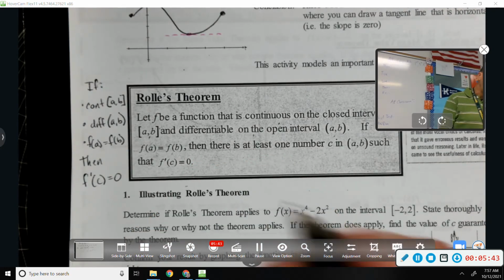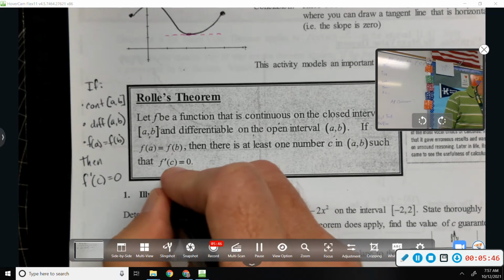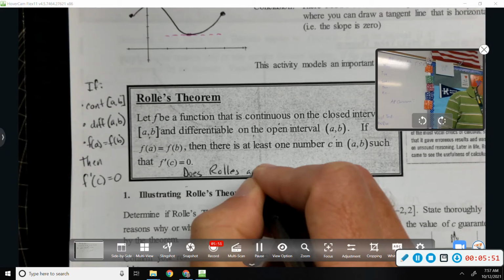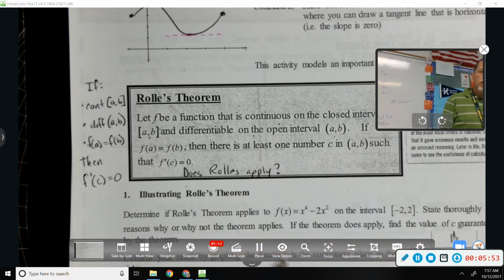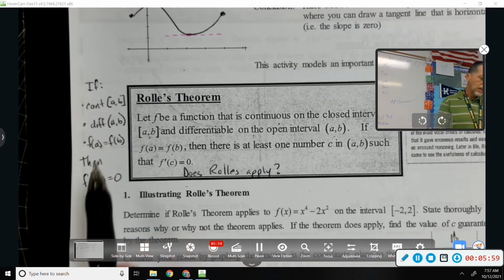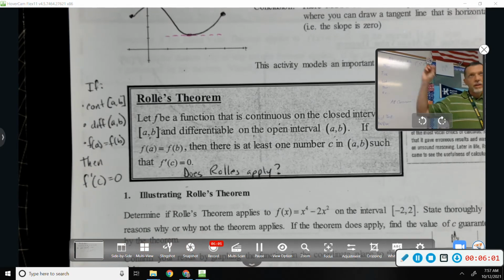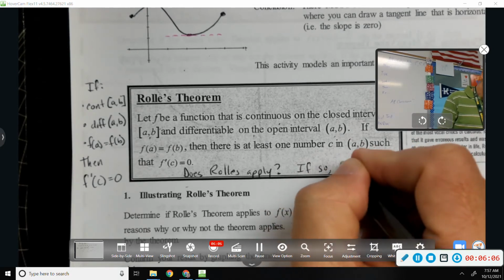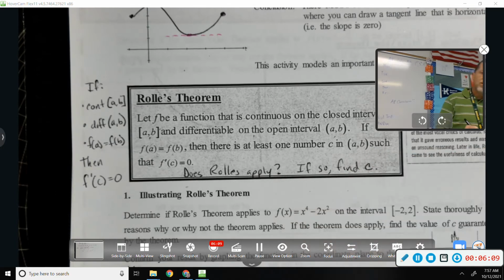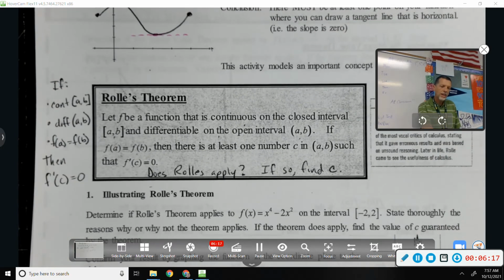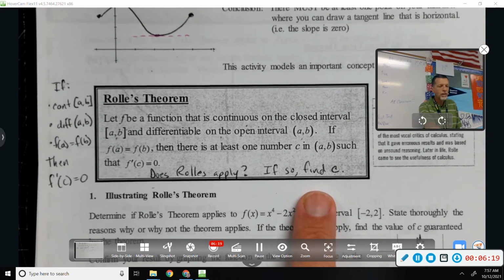Most of the homework questions are going to ask, does Rolle's apply? So you have to go through your checklist. Is it continuous? Is it differentiable? Does f of a equal f of b? The endpoints, do they have the same y value? And then if so, find c. That's almost always how Rolle's problems are set up: does Rolle's apply? And if it does, figure out where the derivative is 0.